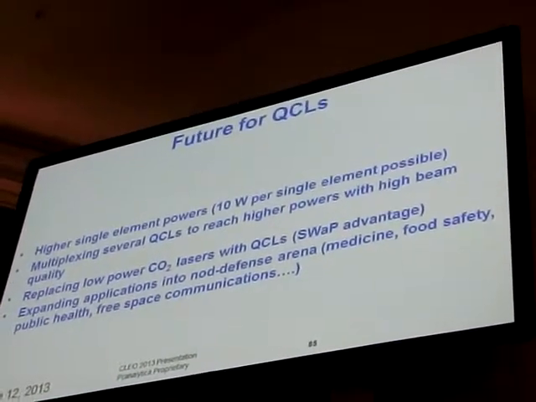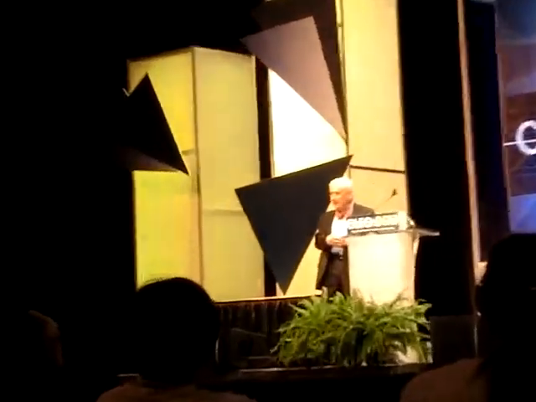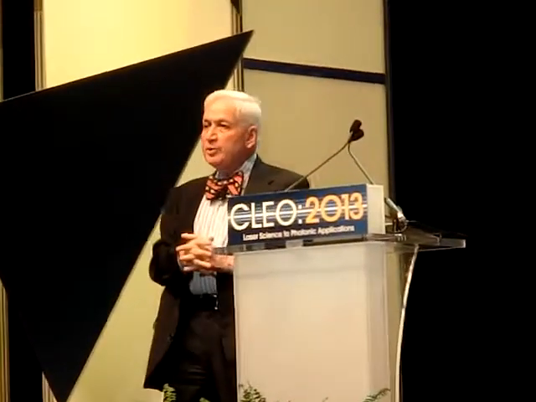So what I see is that in the next year or year and a half, perhaps we should be able to reach 10 watts of power level. The problem is not going to be whether we can or we cannot. The problem is going to be how we carry out the difficult task of thermal management. But that part has already been addressed by near-infrared people who have produced lasers that produce kilowatts of power. So clearly, there is a technology of thermal management. The next thing is, why not multiplex several QCLs, not just 2, but several, to reach much higher power levels with high beam quality.